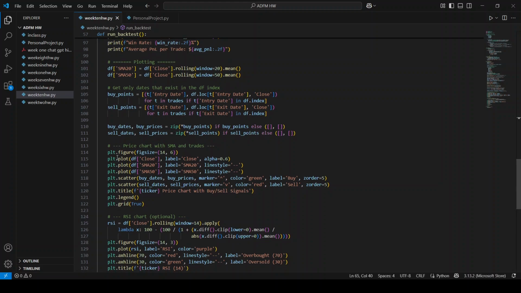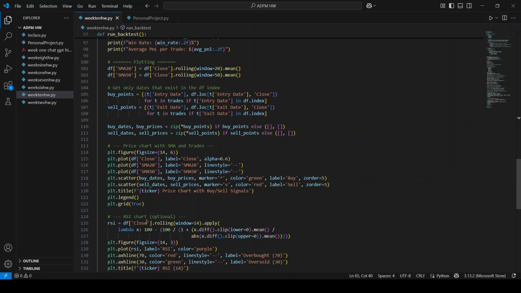And here is our price chart with the simple moving averages and trades. We're plotting our labels, our scatter plot, our title, our legend, and the lines for it. We're able to draw the price chart and add the indicators to it. Lines 118 and 119 will draw arrows that point out where we buy and sell. And then 125, here we'll draw our RSI chart and manually calculate RSI for the charting.